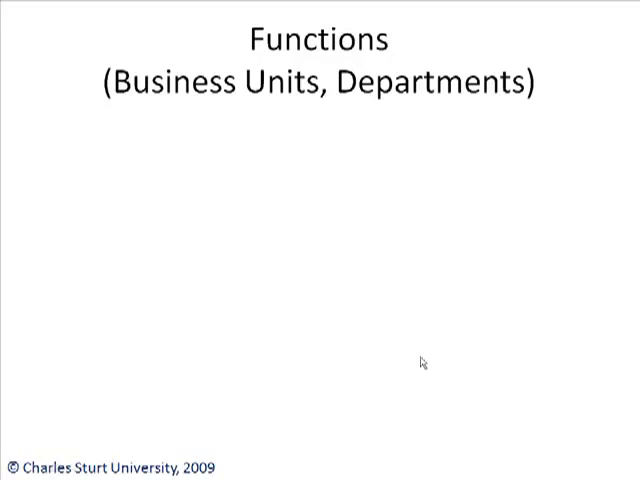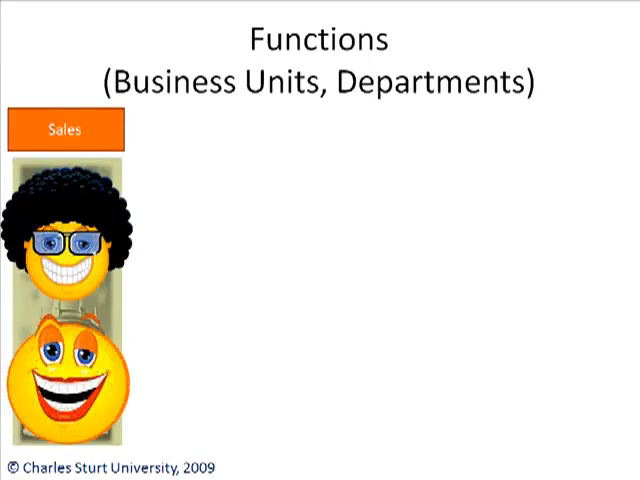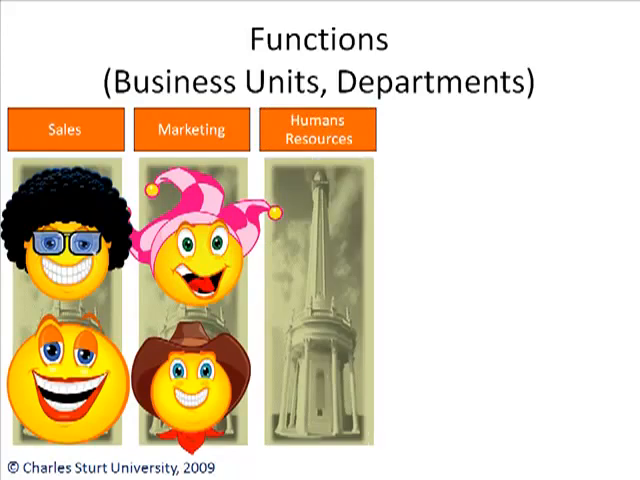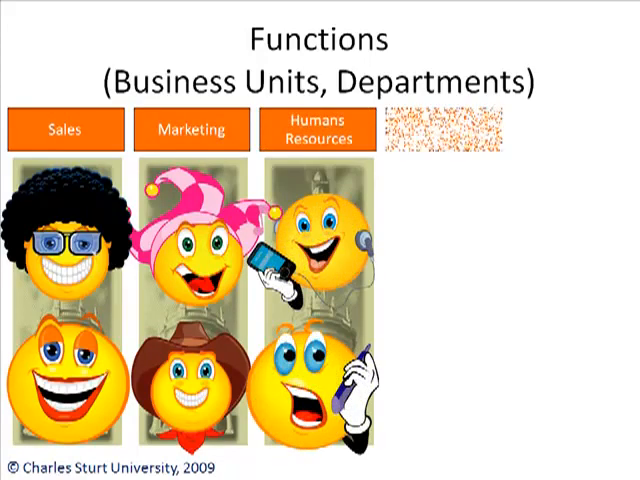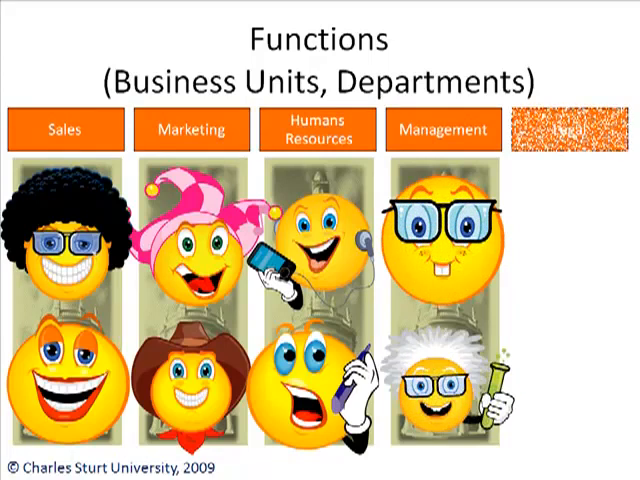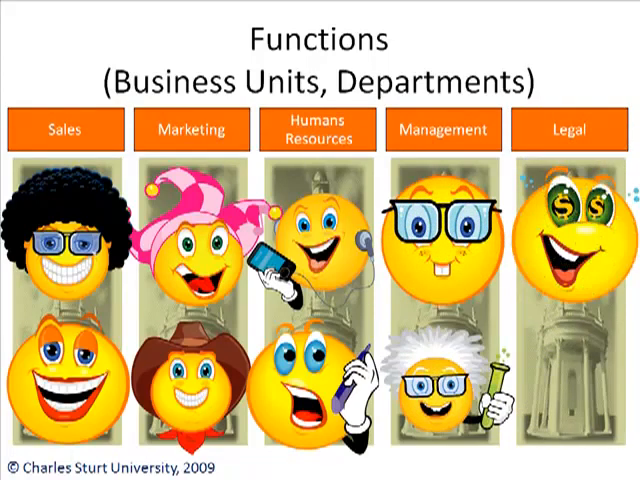Okay, let's look at some functions then. Functions are also known as business units, and some organizations also refer to them as departments. So here are some examples. Sales, most companies have a sales area. You've got marketing, a marketing area. You've got human resources, recruiting people. You've got management, managing the organization. And here's another one, legal, looking after all the legal stuff.